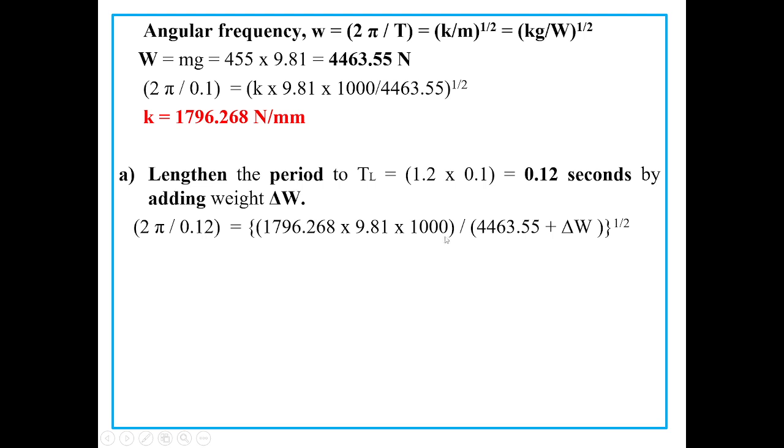So it becomes 4463.55, which is already given in the problem, plus delta W. So square root of that. Now when I solve, delta W is equal to 1963.96 Newton.